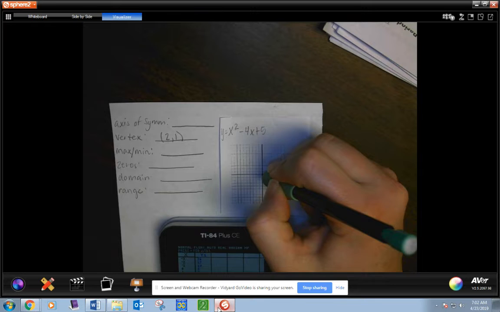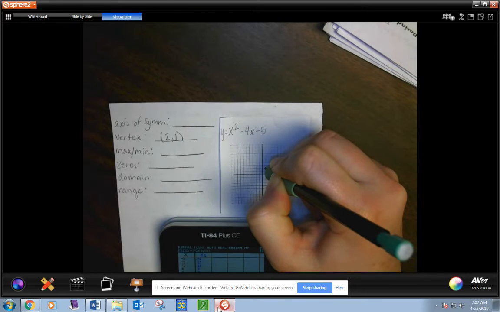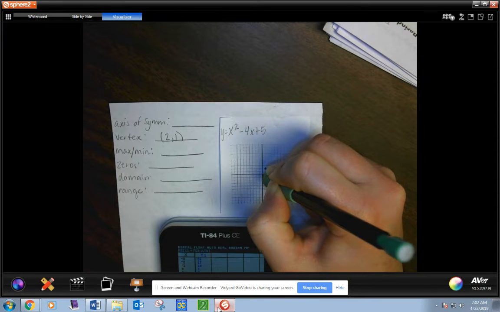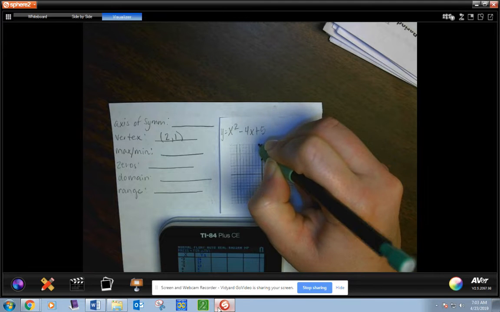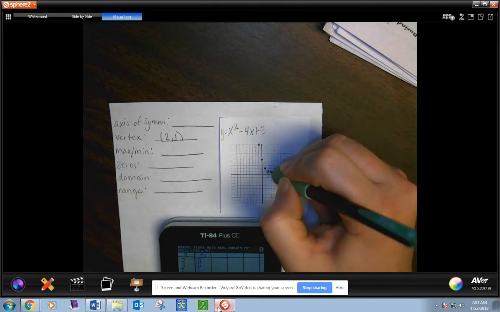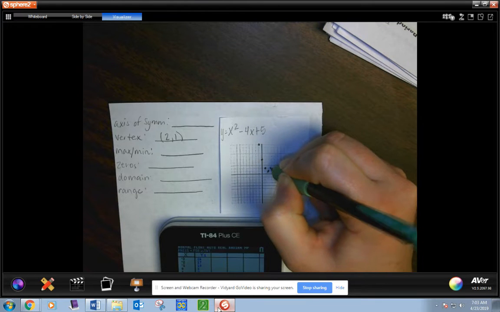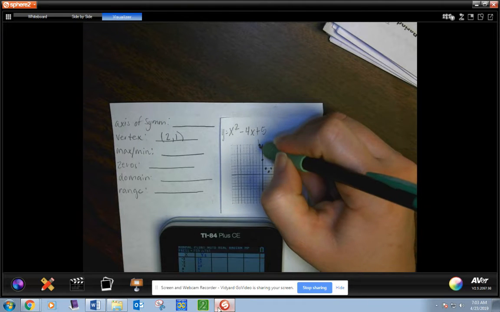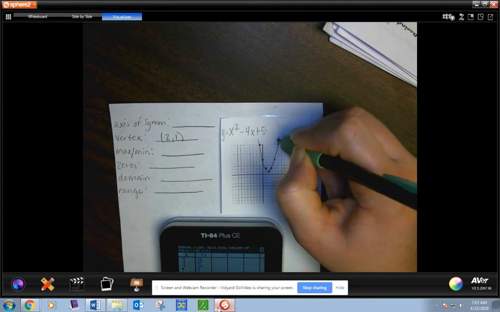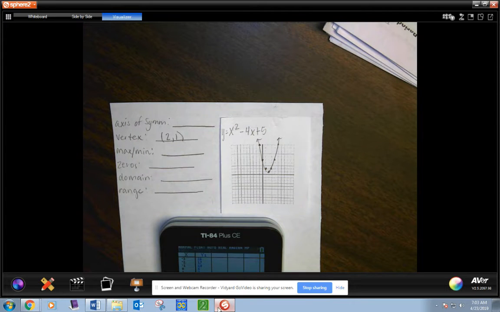Okay, and then from here, what I'm going to do is I'm going to just plot some points around it that I can. So I can do 1, 2. I can do 0, 5. And I can do -1 and 10. And then since this is a parabola, you just mirror your points. So that means I can do 3, 2, 4, 5, and 5, 10. And then I draw in my parabola. Okay, I'm going to check and make sure it looks similar to my graph, which it does look similar.